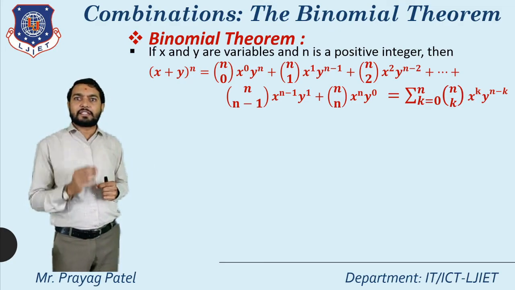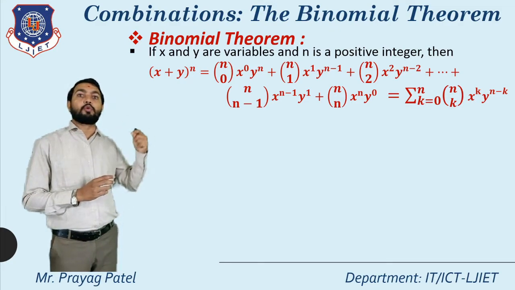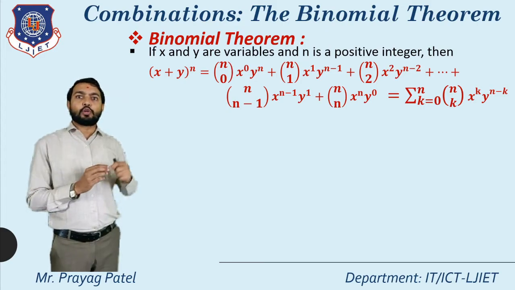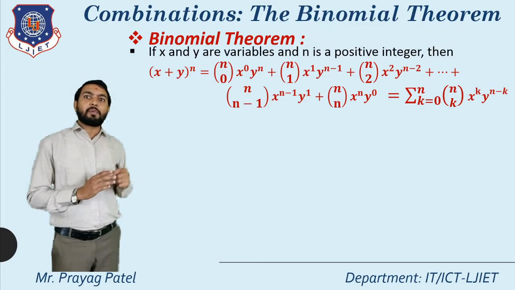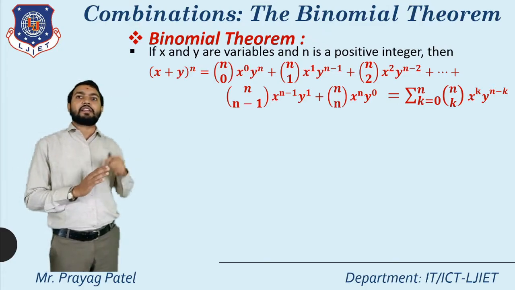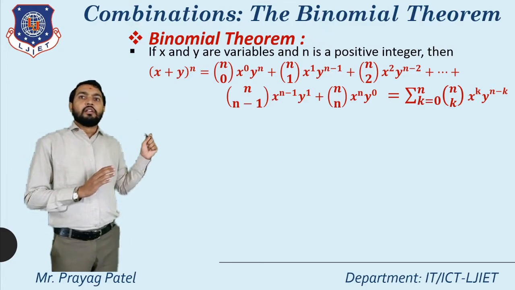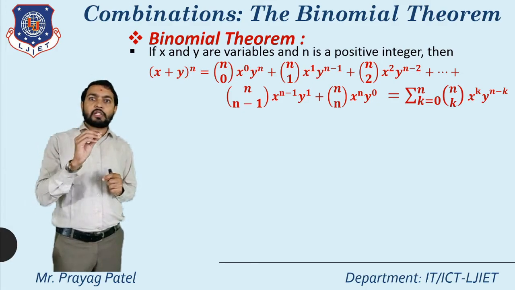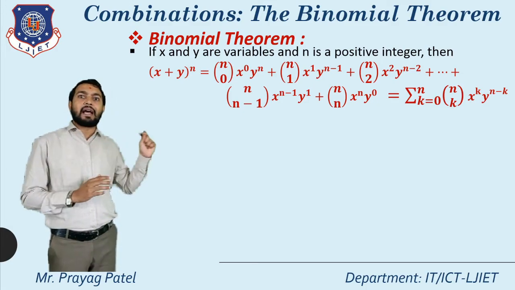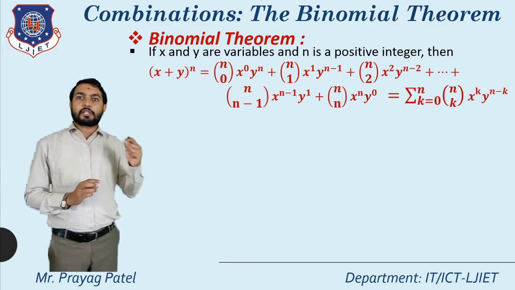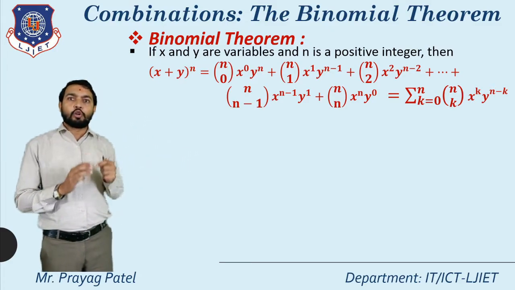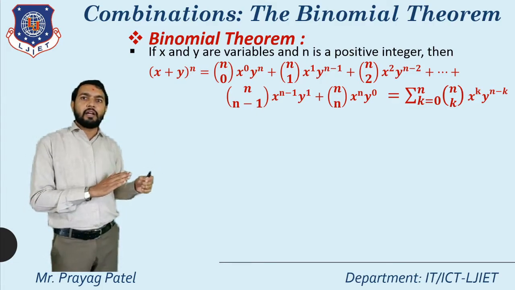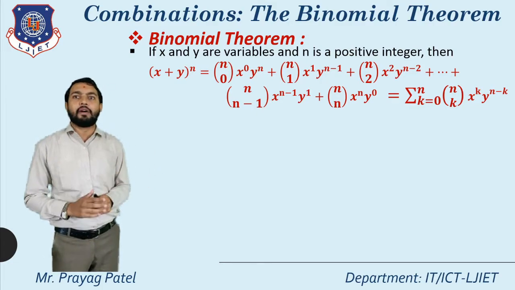Here the first part is nC0, then nC1, then nC2, up to nCn. So nC0 to nCn is your combination part, and the second part is the x term part, a term like x raised to 0, y raised to n. Initially x is raised to 0 and the last term is x raised to n. The first term for y is y raised to n and the last term for y is y raised to 0. So we increment x by 1 and decrement y by 1.